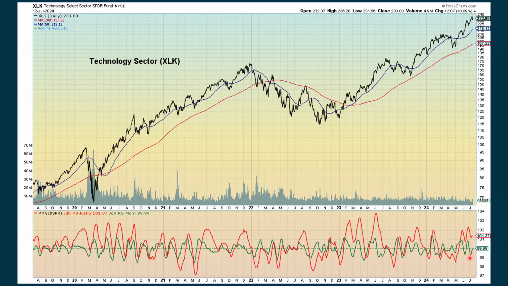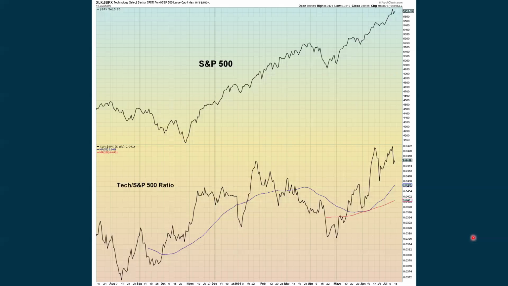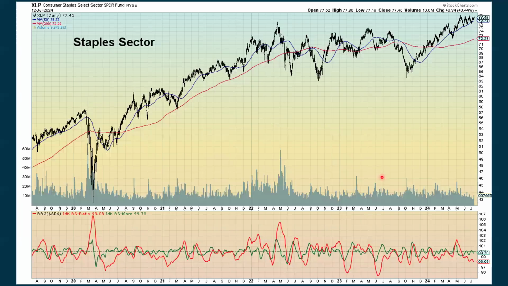Looking pretty solid here with the momentum coming right back up and showing a little bit of an improvement, and the relative strength is still looking strong. And when we do a ratio between tech and the S&P, not really breaking out at this point, but still in an uptrend, showing that the tech sector is outperforming the S&P.